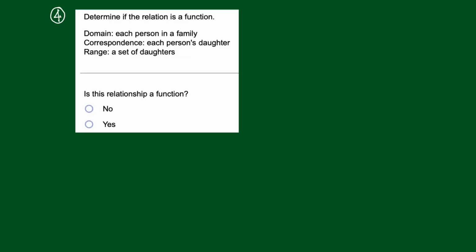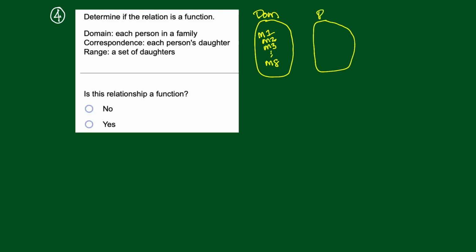Now in problem 4, we're going to determine again if this relationship is a function. So here's the domain. The domain is each person in a family, and the range is a set of daughters. I'll make a drawing here. So here's the first set. This is the domain. And what do we have? Members of a family. So maybe there's member 1, member 2, member 3, maybe there's 8 people. It doesn't matter. There's just some number of members in a family. And then the second set is the range, and we have a set of daughters. So maybe there's daughter 1, daughter 2, daughter 5 maybe.